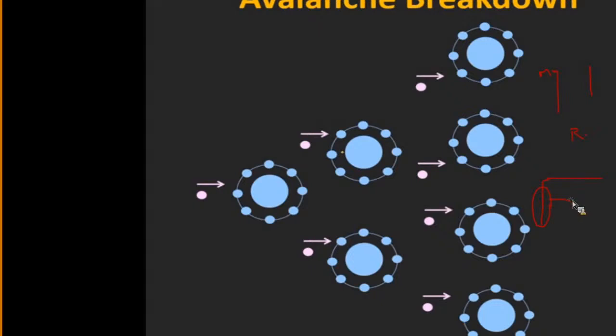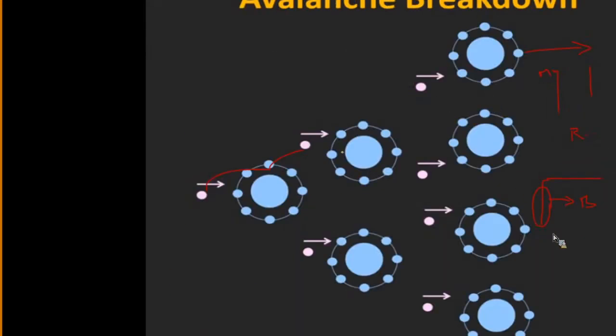Now, if any breakdown occurs due to this process, that means if any free electron collides with an atom and releases one more electron, and these two collide with another 2 atoms and release 4 free electrons, and this process continues, the breakdown that occurs due to this process we call the avalanche breakdown. I hope this is clear.